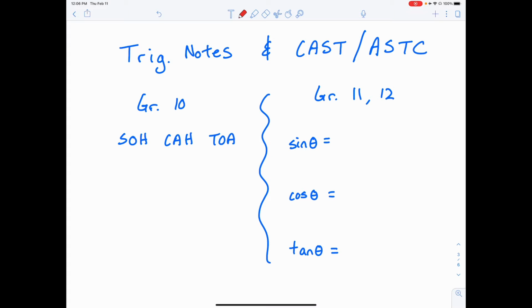Sine theta will be given by y over r. Cosine theta will be given by x over r. And lastly, tangent theta is equal to y over x.